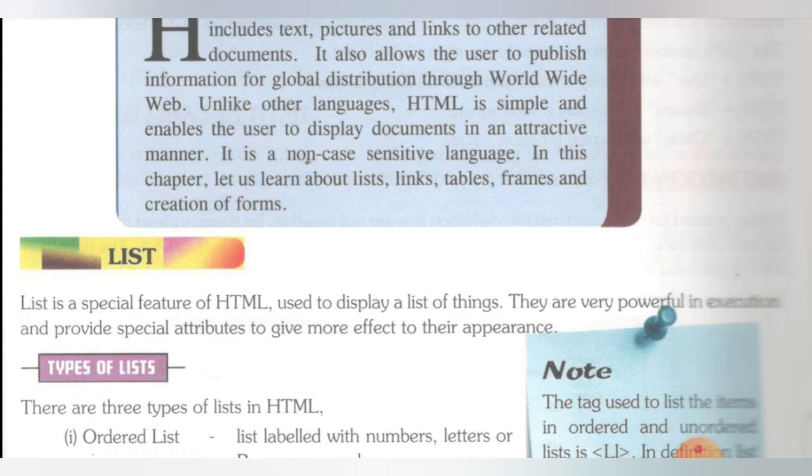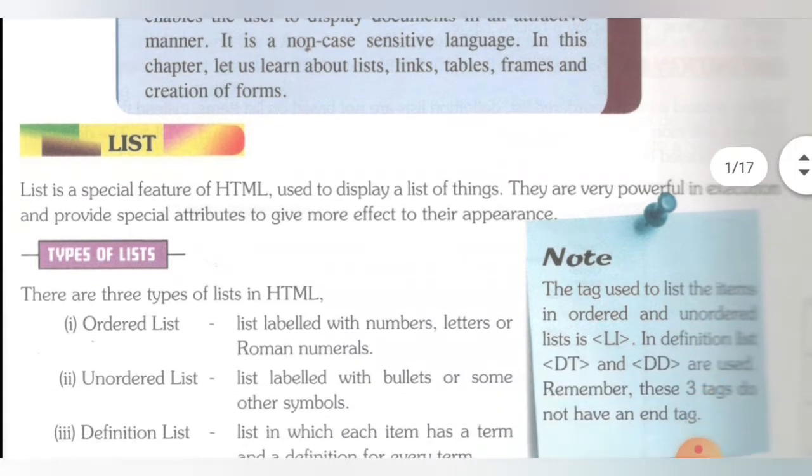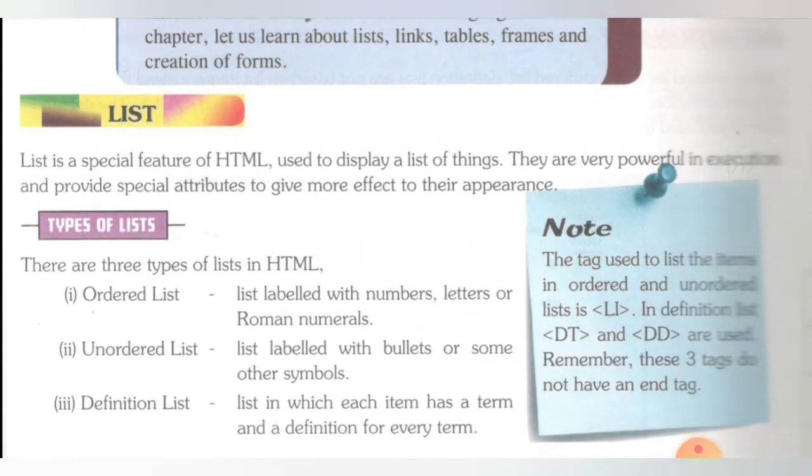The list element is very powerful in execution and provides special attributes to give more effect to the appearance. There are different kinds of list. We have three different kinds of list in HTML: the first one is ordered list, another one is unordered list, and then definition list. Ordered list means the items are listed out using numbers or letters, and unordered list means using bullets or some other symbols.